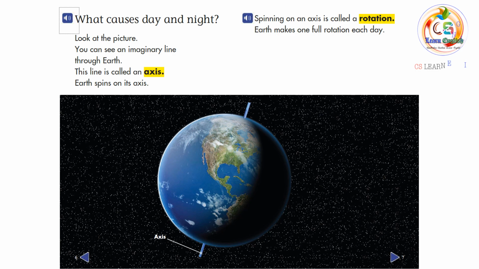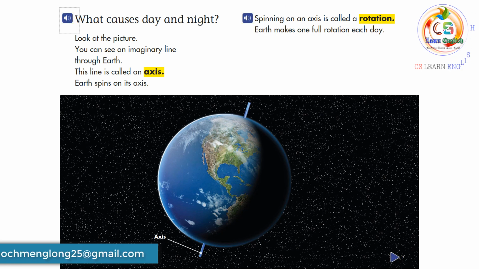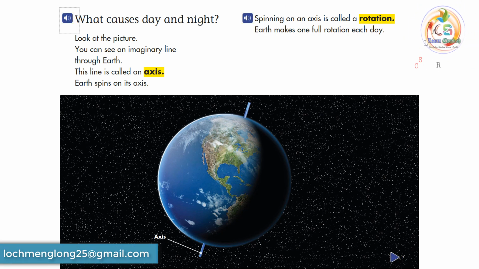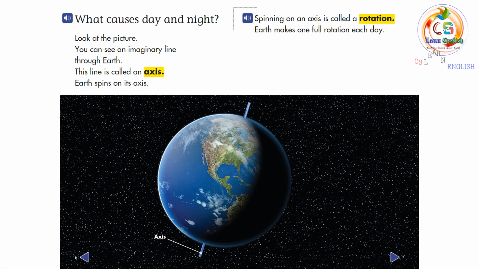What causes day and night? Look at the picture. You can see an imaginary line through Earth. This line is called an axis. Earth spins on its axis. Spinning on an axis is called a rotation. Earth makes one full rotation each day.